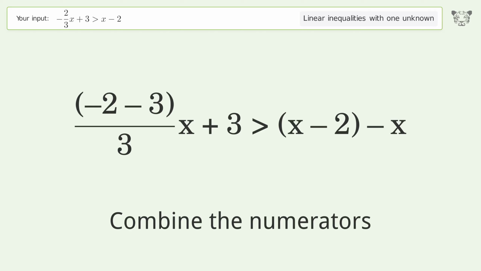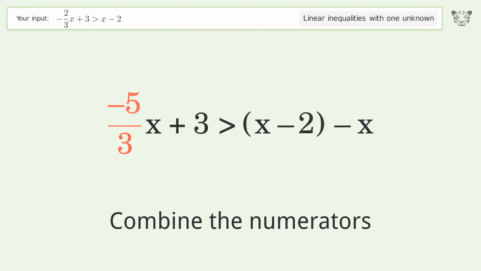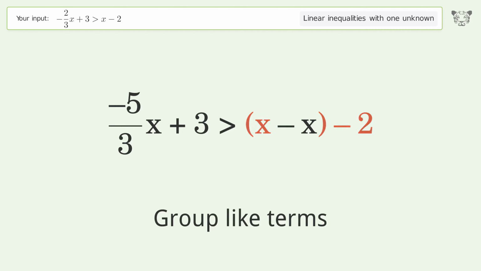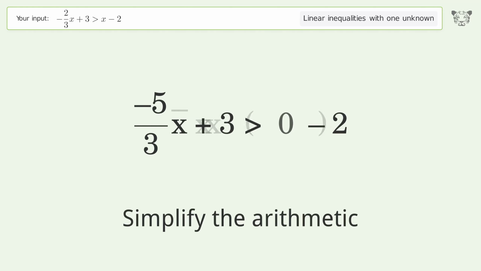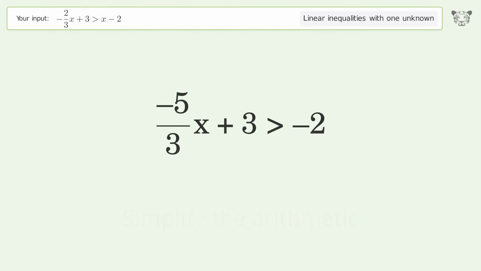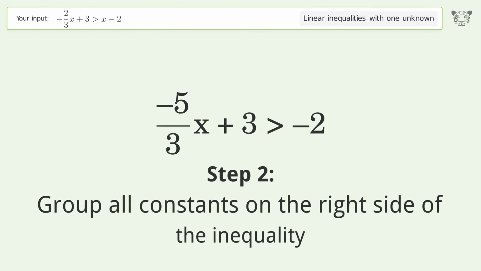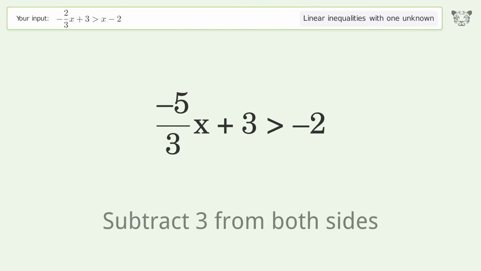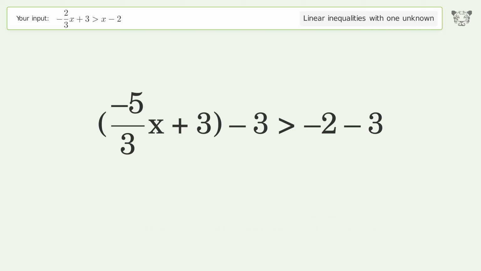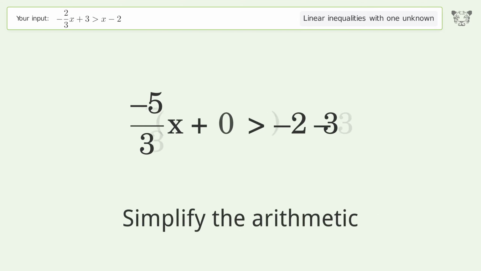Combine the numerators. Group like terms. Simplify the arithmetic. Group all constants on the right side of the inequality. Subtract 3 from both sides. Simplify the arithmetic.